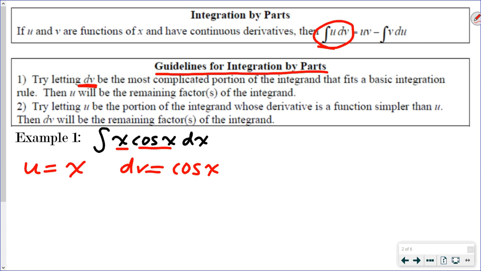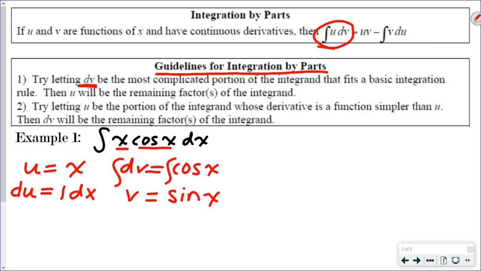All right, once you figure out what u equals and what dv equals, whatever u equals, you're going to find the derivative, so we're going to find du, which would equal 1 times dx. Whatever you set dv equal to, we're going to integrate. So if we integrate dv, we end up with v. That's going to equal the integral of cosine, which is sine. Now you might be asking, wait, why isn't she adding the plus c? We will add the plus c eventually, but we're just going to hold on for right now.